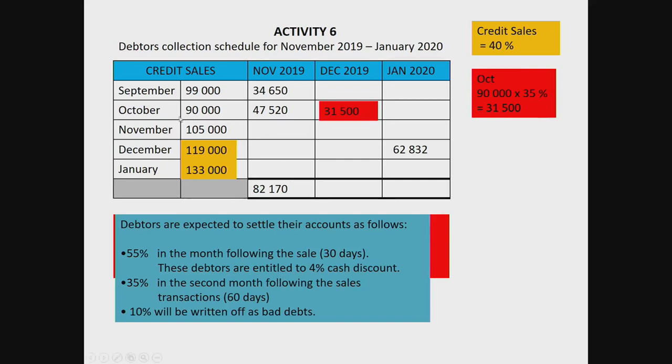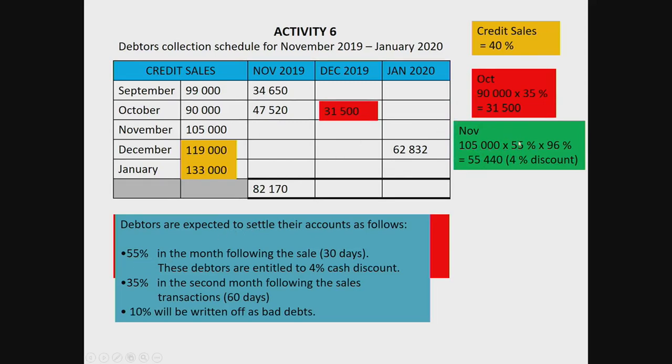Okay? Right, so if I'm in the month of November, I don't collect money in the same month because the collection policy says in the month following, that's 30 days later. So I'll be getting some of that money, 55% of that money, I'll be getting in the month after November, which means I'll be getting some of that money in December. So what will that calculation be? I'll have to take the November sales, multiply it by the 55%, because that's the collection.